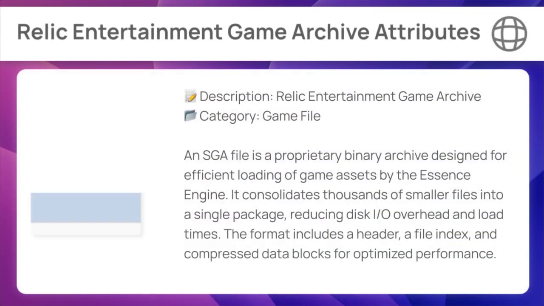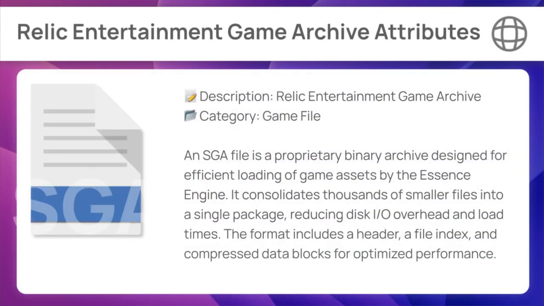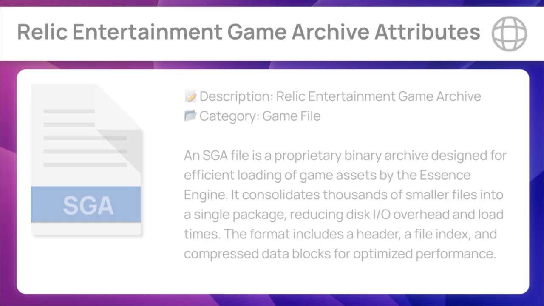An SGA file is a proprietary binary archive designed for efficient loading of game assets by the Essence engine. It consolidates thousands of smaller files into a single package, reducing disk I/O overhead and load times. The format includes a header, a file index, and compressed data blocks for optimized performance.